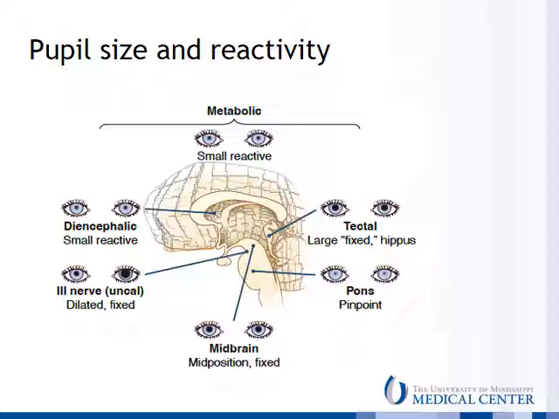In a patient with midbrain injury, pupils will be mid-position and fixed. In a patient with tectal lesion, pupils will be large, fixed, and have hippus. Patient can have pinpoint pupils with injury to the pons or opioid overdose.